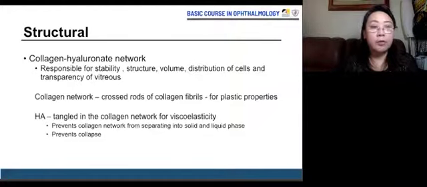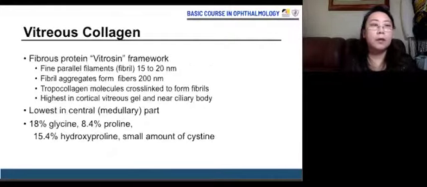The cross-rod arrangement of its collagen fibril allows for plastic properties. This is important in distribution of force when the globe is touched or hit, or with movement of the eye, while the hyaluronic acid tangled within the collagen network keeps the fibril from collapsing. The fibrous protein vitrucine framework is what constitutes vitreous collagen. It has fine parallel filaments.